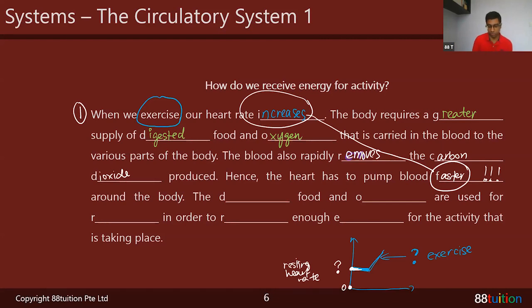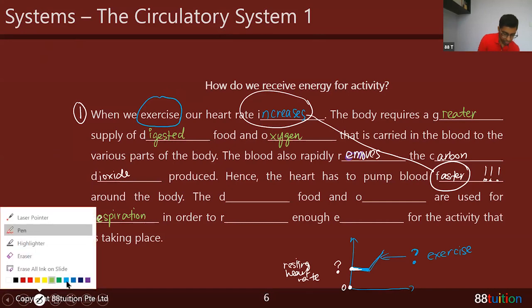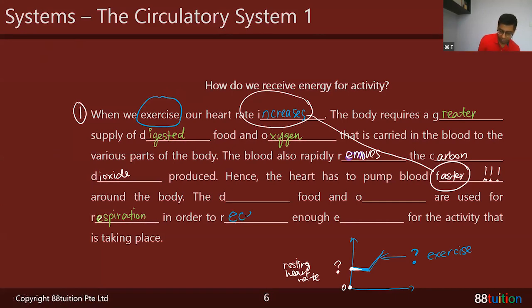Now the digested food and the oxygen are used for respiration. Let's take back to green color. I like green. Some blanks I'm not filling because it's obvious. You guys know it very well. In order to release enough energy.